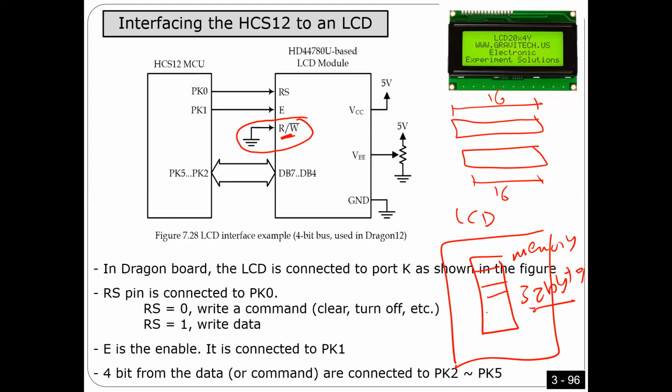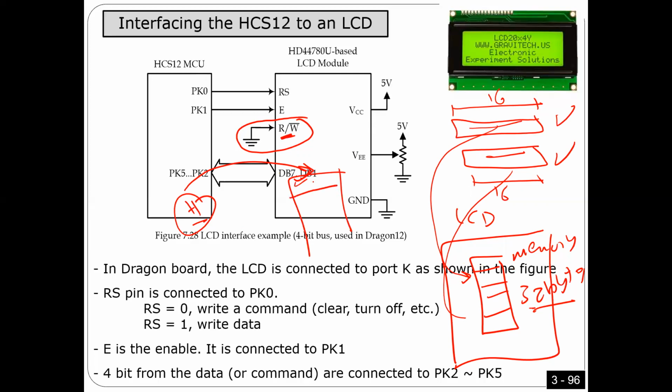This memory should store the ASCII codes of the characters here. So 16 bytes for this line and 16 bytes for this line. Is that okay, guys? So if I send a letter, for example, letter H, the ASCII of this letter should be stored somewhere here in memory. So we have a 32-byte memory inside the LCD. Every byte in the memory should correspond to 1 character here in the LCD. So now let's come to my question.